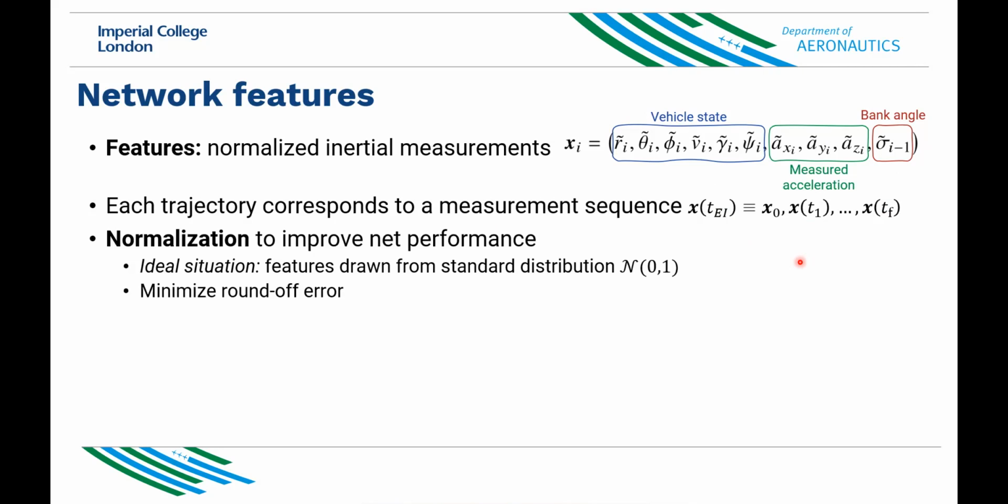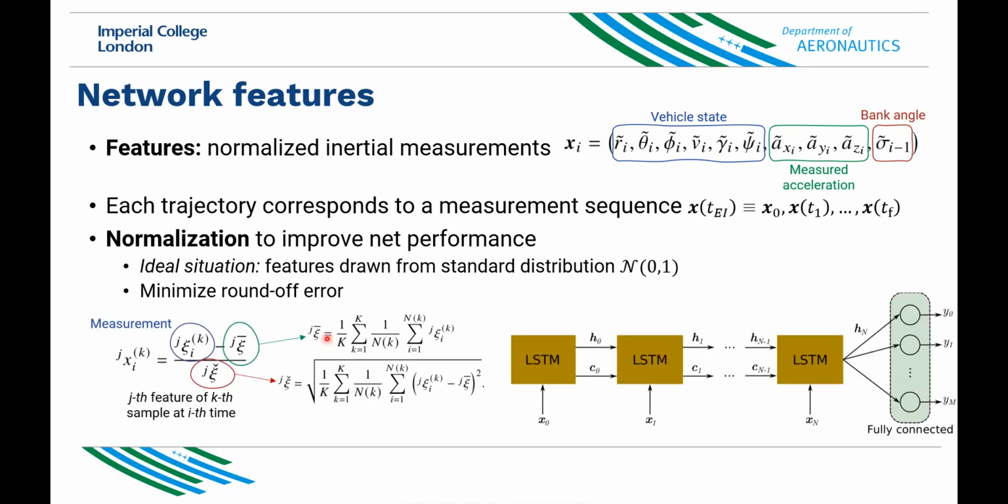And we normalize these features in order to improve the network performance. The reason why we do this is that there is research that suggests that the best performance of the network is obtained when the feature set can be generated through a Gaussian distribution, a standard distribution. This is a way of trying to get the feature set towards that. And also we can minimize round-off errors since the neural networks run in single precision. The normalization is done simply by subtracting the mean of the features over the data set and dividing by the standard deviation. So nothing too complicated here.